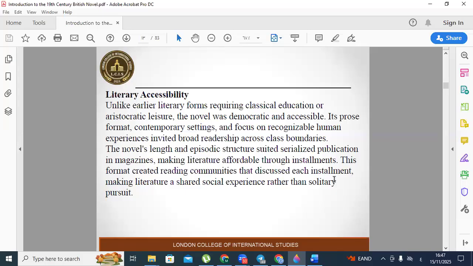This accessibility had profound implications. Literature shaped public opinion across class boundaries. Novels created shared cultural references. They influenced how people thought about social issues. The novel became a democratic art form in an era increasingly concerned with democracy.